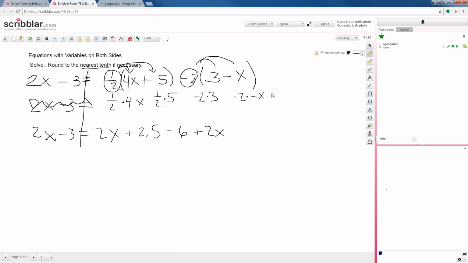So we checked on our distribution, and we had to do distribution twice this time. Sometimes you don't have to do it all. Sometimes you have to do it twice. Depends on how the problem starts.